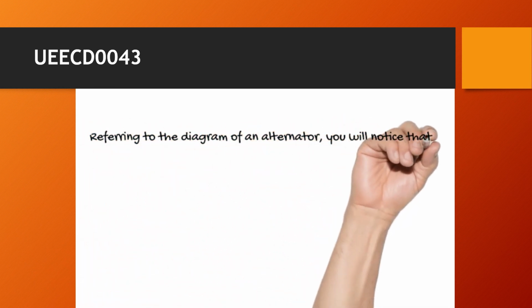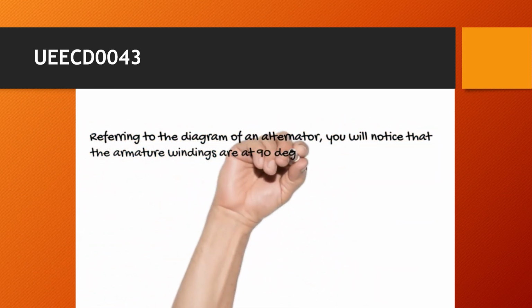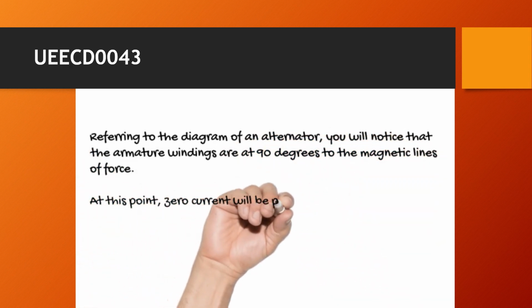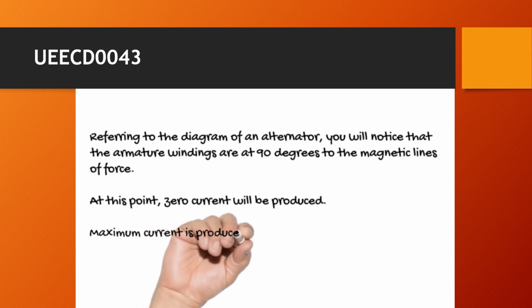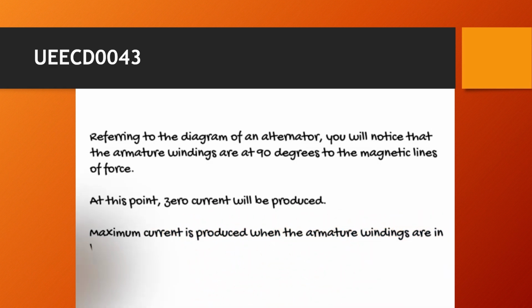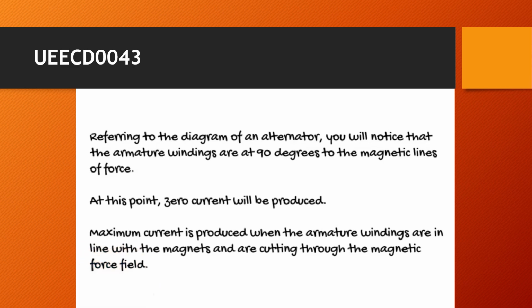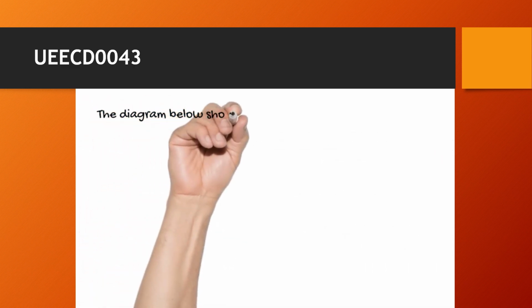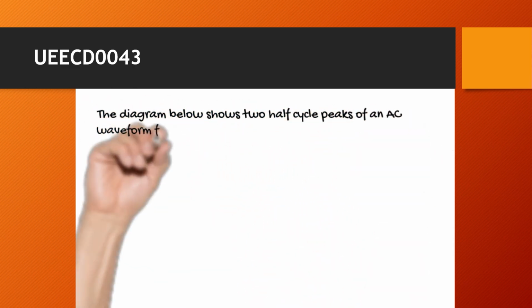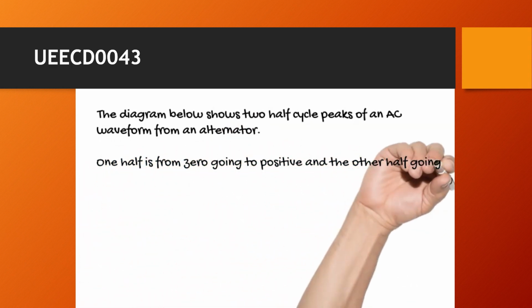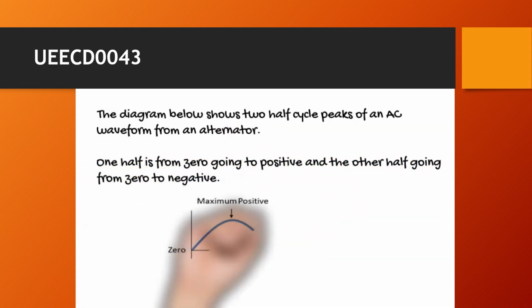Referring to the diagram of an alternator, you will notice that the armature windings are at 90 degrees to the magnetic lines of force. At this point, zero current will be produced. Maximum current is produced when the armature windings are in line with the magnets and are cutting through the magnetic force field. The diagram below shows two half-cycle peaks of an AC waveform from an alternator. One half is from 0 going to positive, and the other half going from 0 to negative.